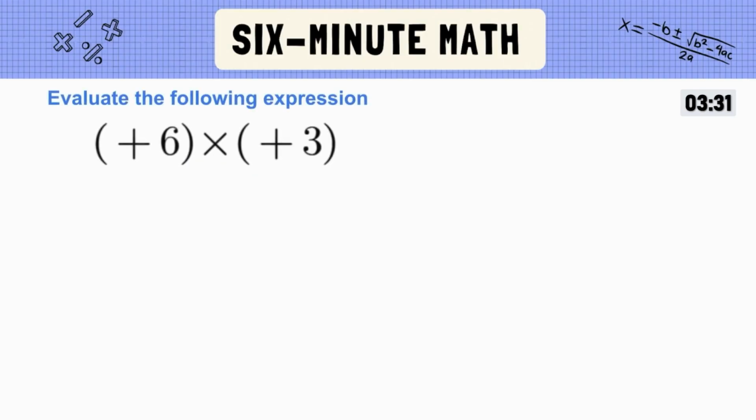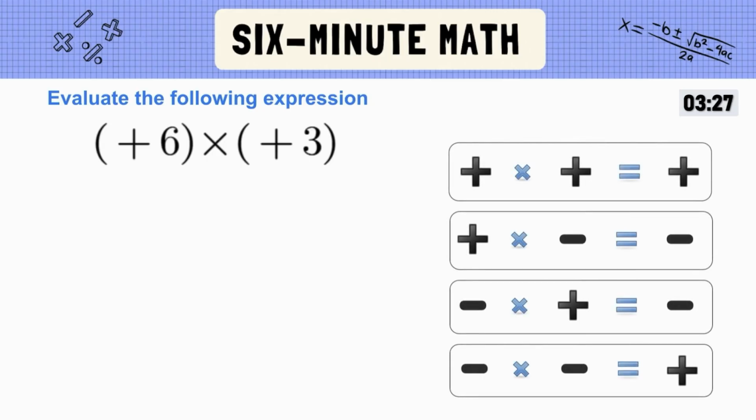Let's evaluate +6 times +3. I have a positive number times a positive number, which is going to result in a positive number, and 6 times 3 is 18.